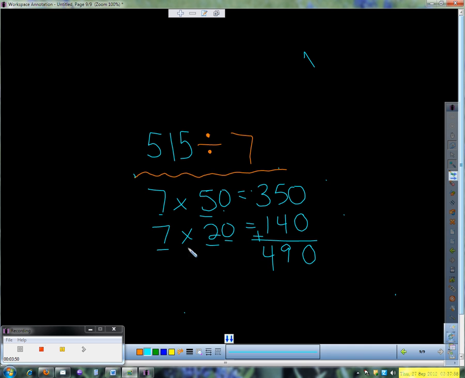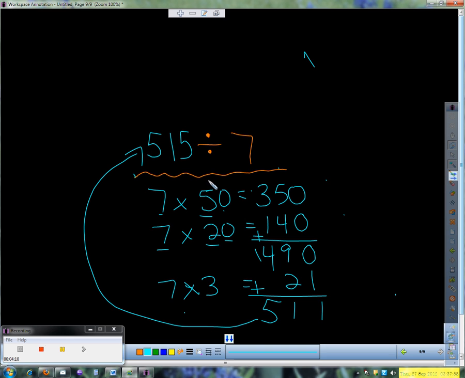That means I have 25 left to go. I just happen to know from knowing my facts that 7 times 3 is 21. And when I add that together, I get to 511. Now being at 511, I am only 4 away from 515, so I can't do any more 7s. So I know that 4 is going to be my remainder.